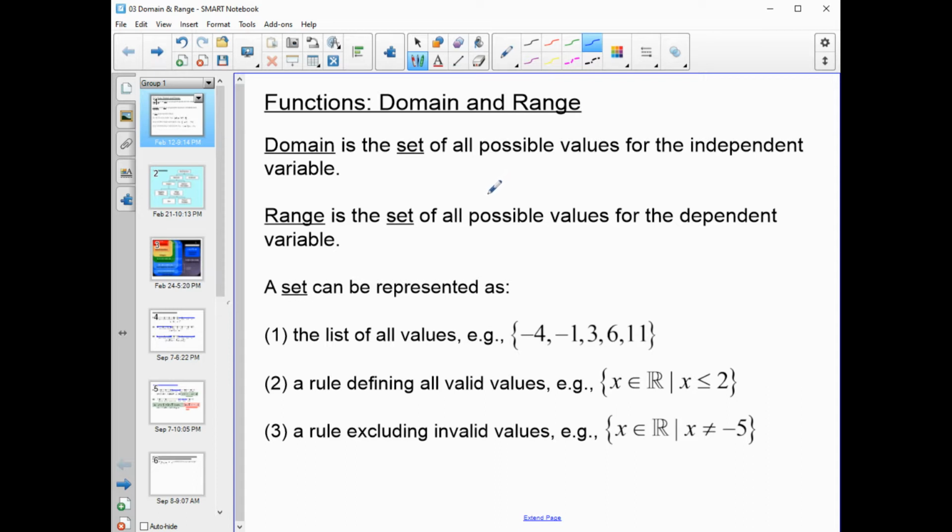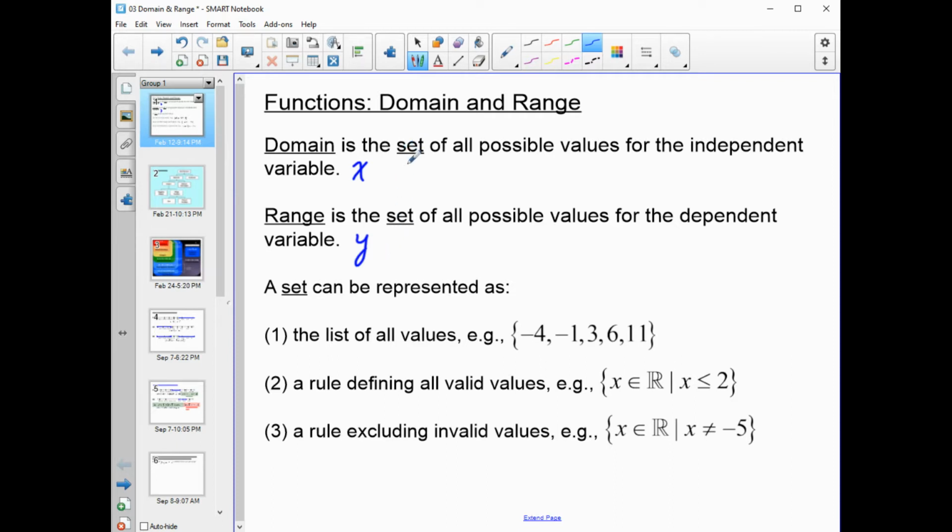The statements which define domain and range are actually quite simple on the surface of them. Domain is the set of all possible values for the independent variable. Quite often, the independent variable is our x variable, and range is the set of all possible values for the dependent variable, which is quite often going to be y. It doesn't always have to be x and y, but that's certainly the most common configuration you're going to see.